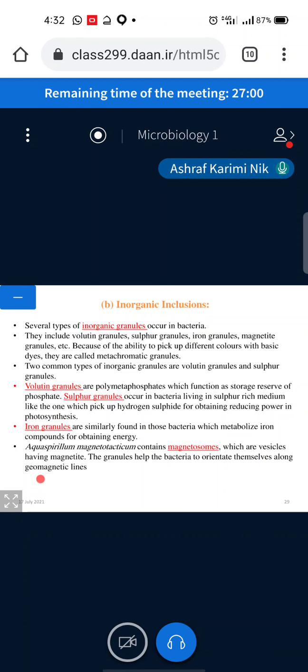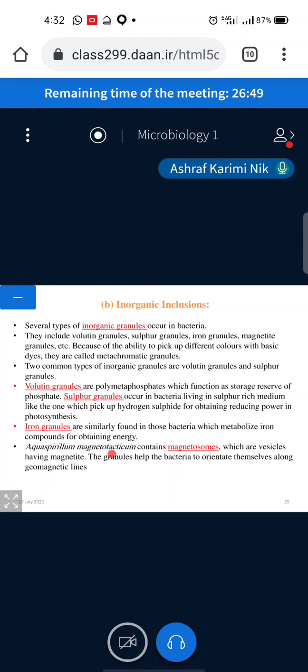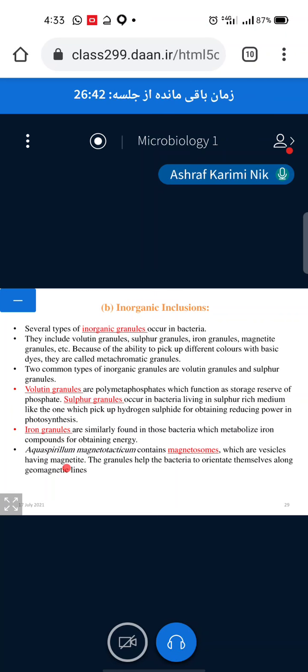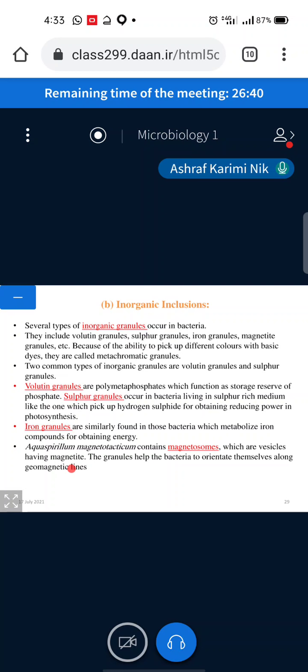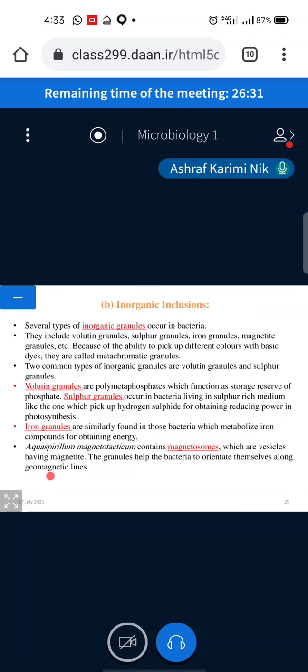Another example is Aquaspirillum magnetotacticum, which contains magnetosomes. These bacteria contain magnetosomes, which are vesicles having magnetic granules. The granules help the bacteria to orient themselves along geomagnetic lines. It's rare.